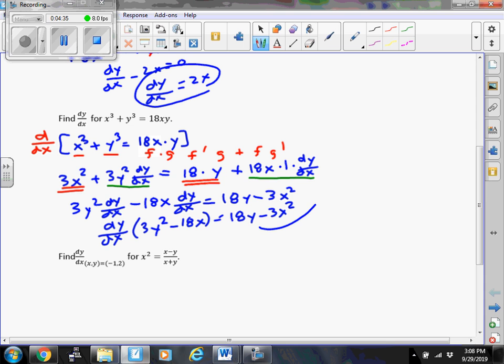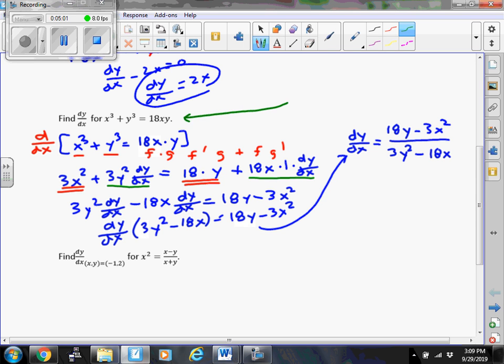And finally, now that I've got dy over dx by itself, I'm going to divide both sides by that factor 3y squared minus 18x. So I get 18y minus 3x squared over 3y squared minus 18x. Here's the deal.